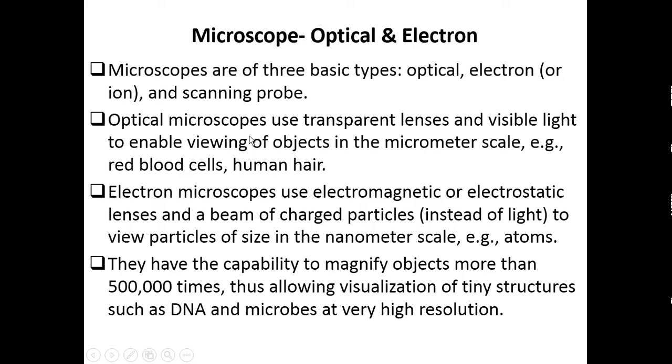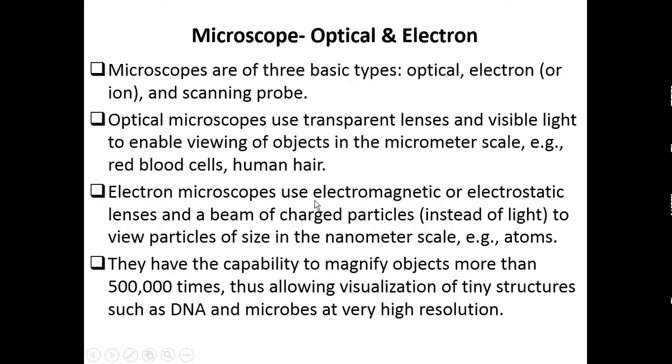Optical microscopes use transparent lenses and visible light to enable viewing of objects on the micrometer scale. So the optical microscopes can magnify the image to many times, but it is on micro scale range only. For example, red blood cells, human hair, or cells of leaves, for the study of cells of leaves. So for such purposes we use optical microscopes.